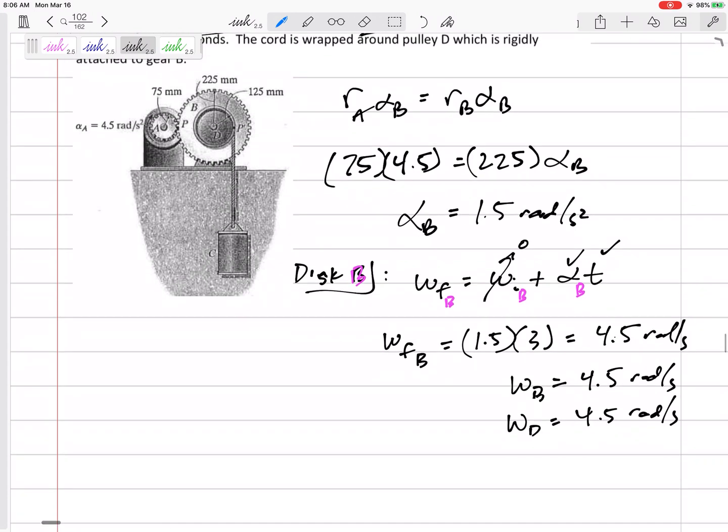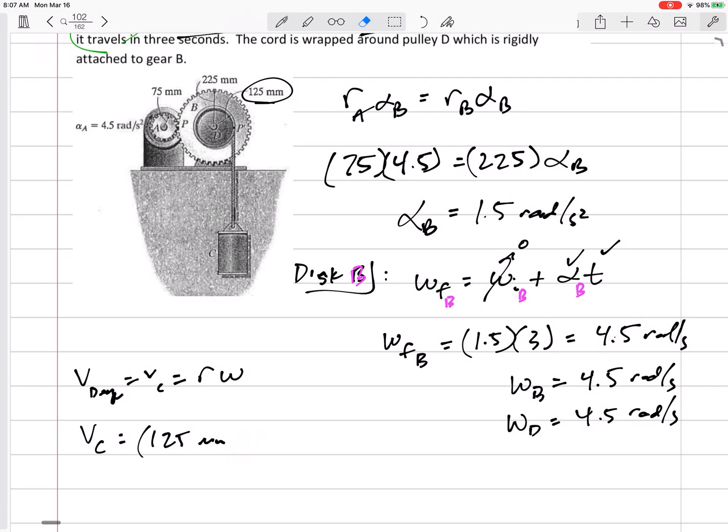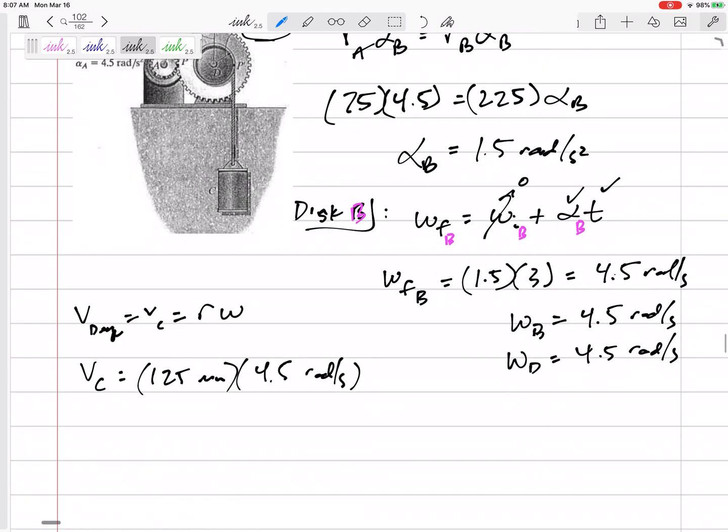That is the same angular information for that inner pulley D. And now if I know the angular information for the inner pulley D, then I can find the velocity on the edge of D, which is the velocity of C. I would say the velocity on the edge is R omega. The velocity of C would be, now let's be careful, use this R, 125 millimeters times 4.5 radians per second. I haven't been very careful with my units. So the velocity of C is 563 millimeters per second.